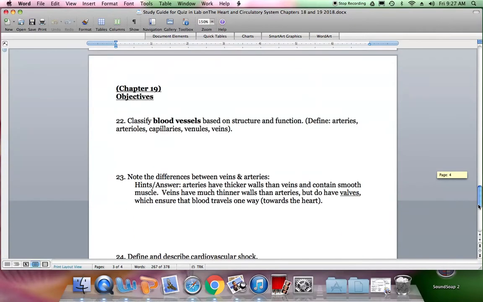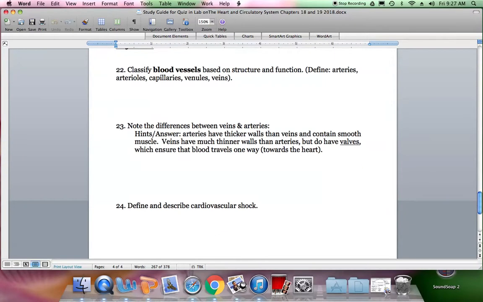Okay, now we're up to Chapter 19. Classify blood vessels based on structure and function. In other words, define an artery, an arteriole, capillary, venules, and veins. Now with the arteries, you have the big, huge arteries. Those are considered elastic, like the aorta. They're very stretchy because they can contain a large volume of blood.